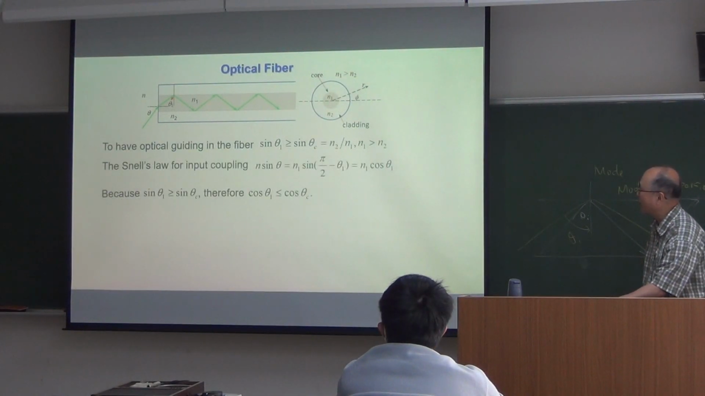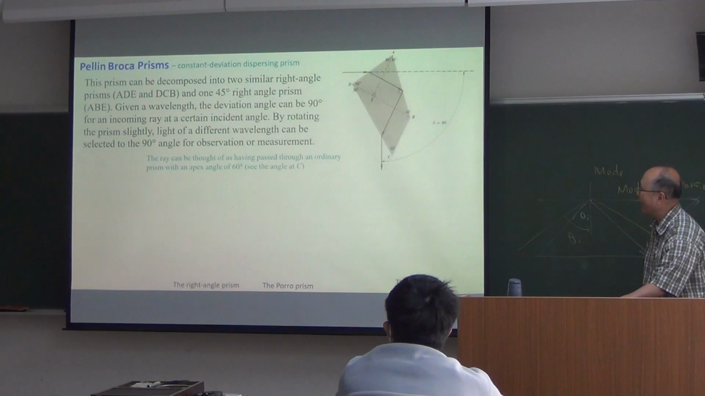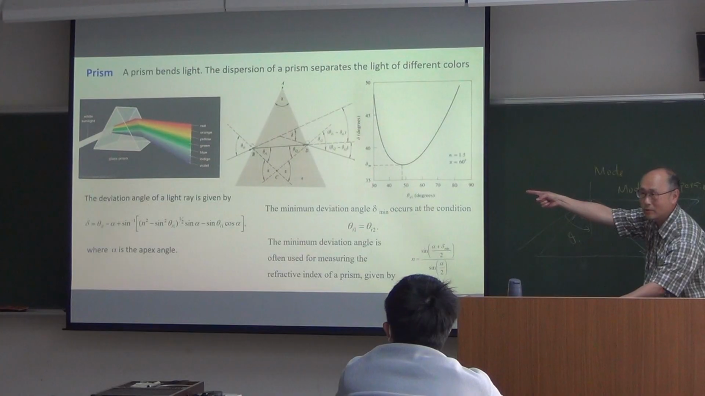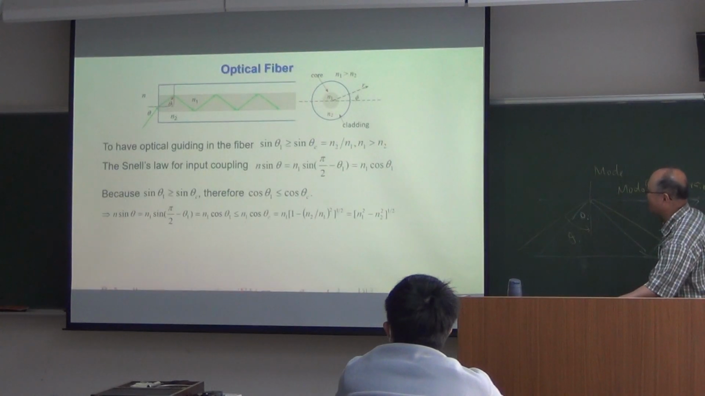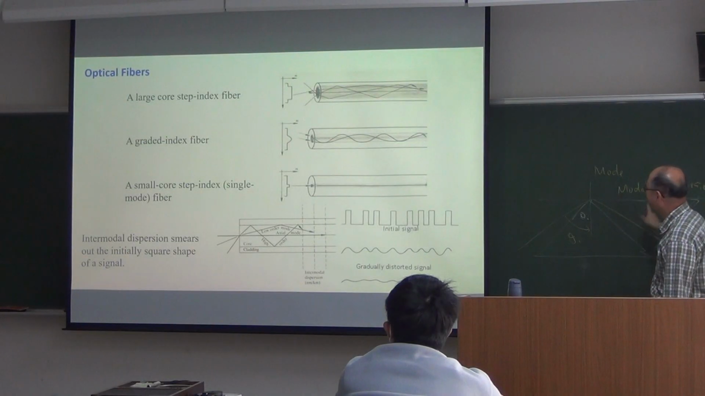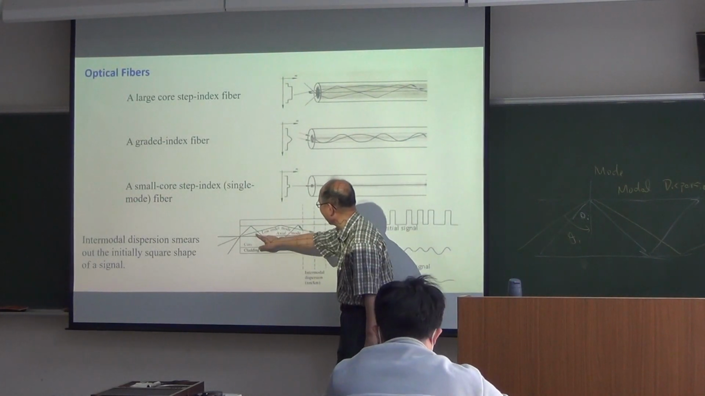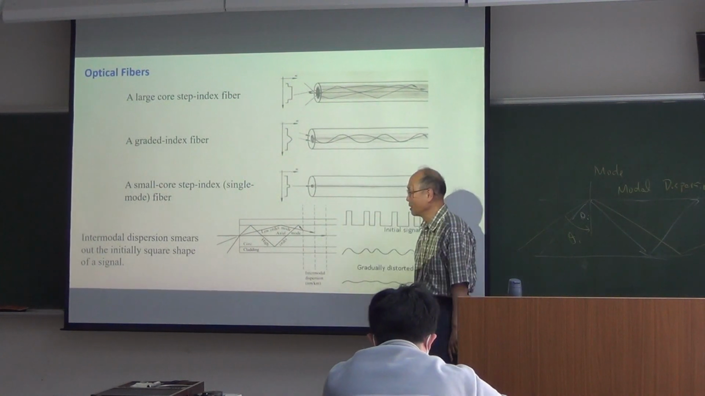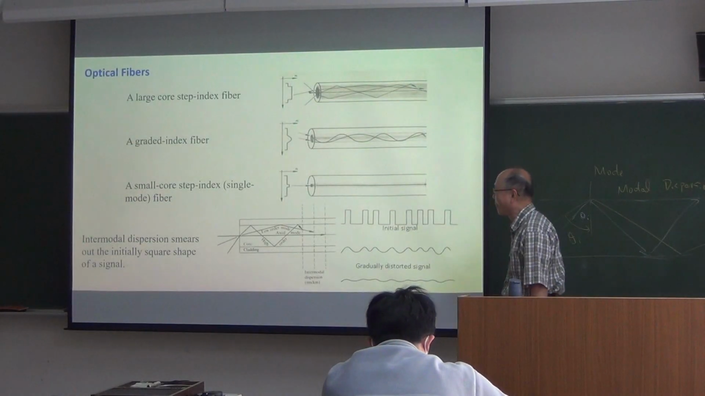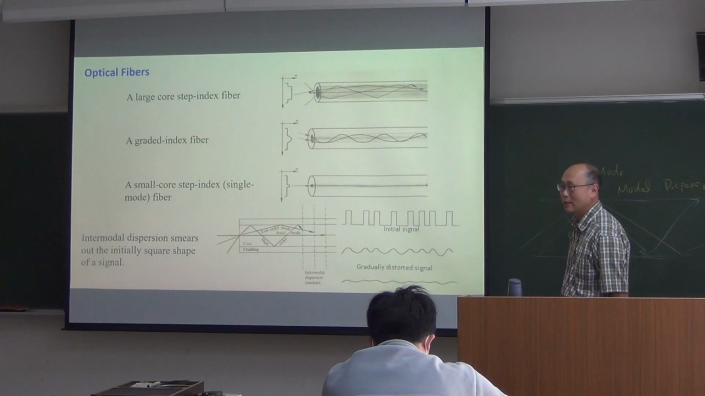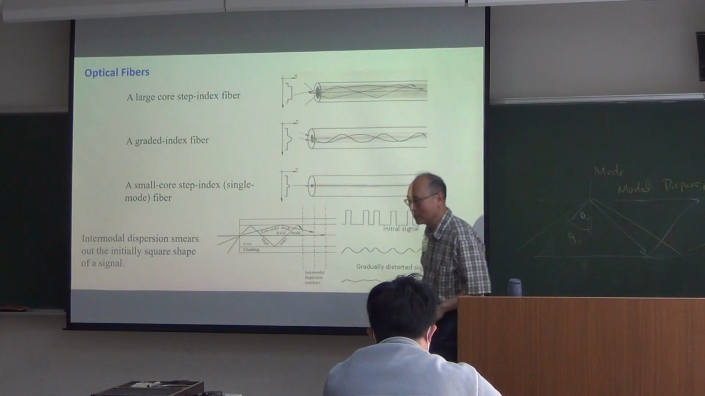So in the optical waveguide, in the optical fiber, we have this kind of material dispersion. We also have modal dispersion, when you have light going this way and when you have light going this way. And in addition, there's another kind of dispersion, and I have one more toy for you to see.